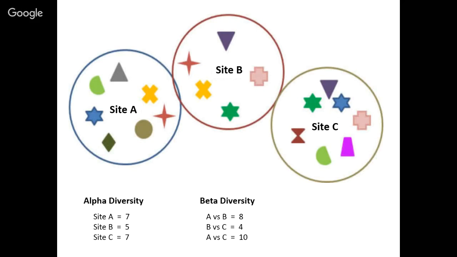For beta diversity, you compare 2 sites. You're comparing the 2 habitats together. So A versus B is 8, B versus C is 4, and A versus C is 10. And you're looking for the unique number of species within each. In this situation, B and C are the most similar. And A and C are the most different because they have the least number of species in common. Now, those represent gamma diversity. In this situation, you have 3 habitats, and the total species among all 3 habitats is 12.